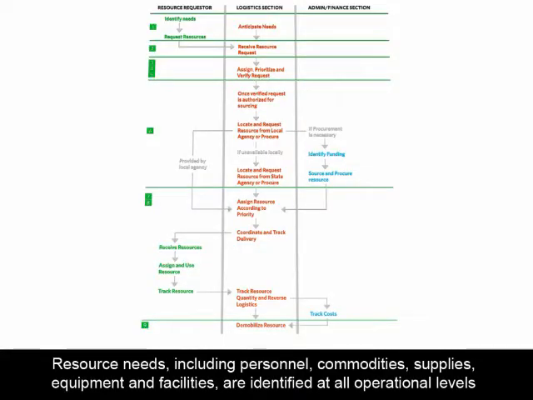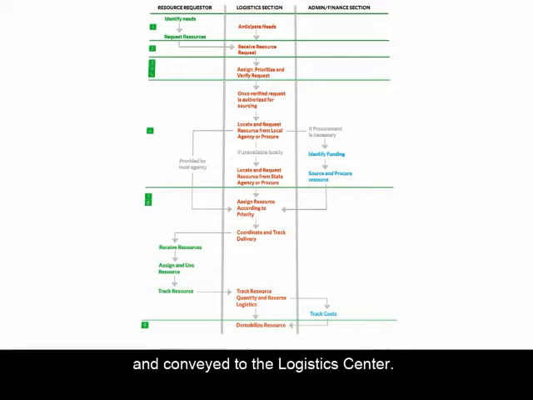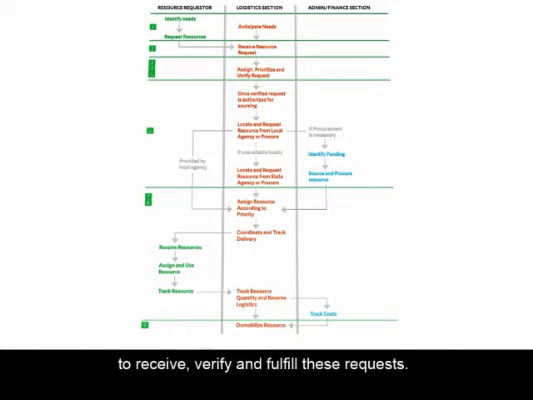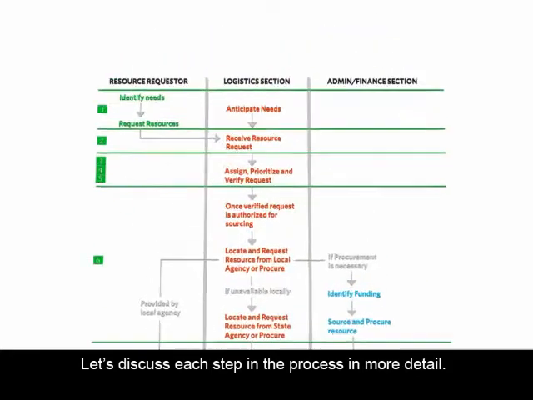Resource needs, including personnel, commodities, supplies, equipment, and facilities, are identified at all operational levels and conveyed to the Logistics Center. Staff members working in the Logistics Center follow a 9-step resource management process to receive, verify, and fulfill these requests. Let's discuss each step in the process in more detail.